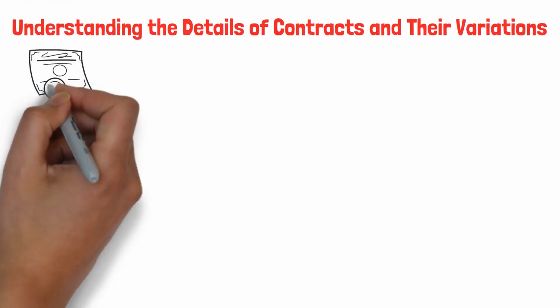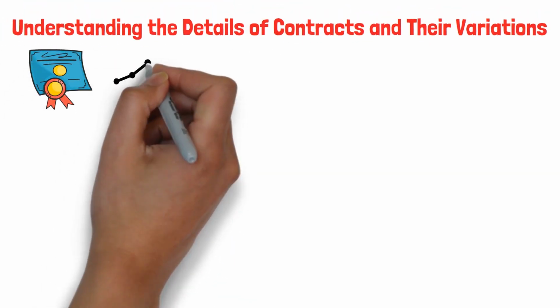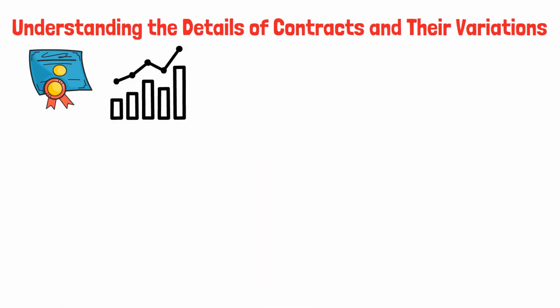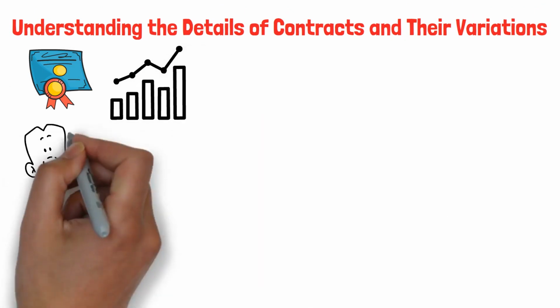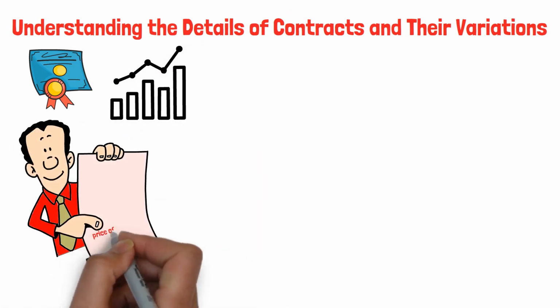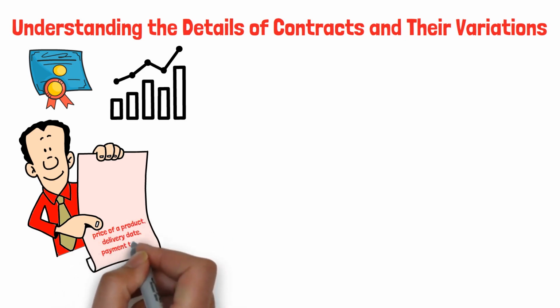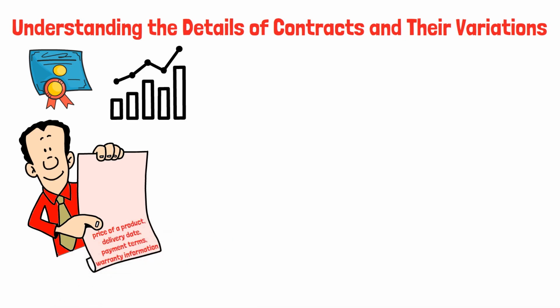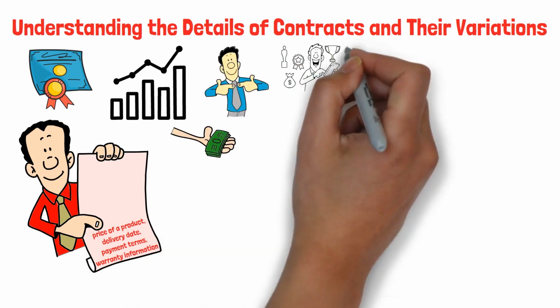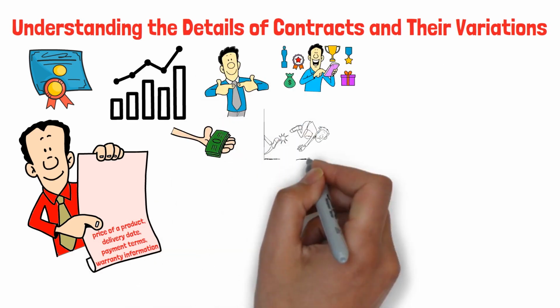When it comes to contracts, the details can vary greatly depending on the type of agreement. For instance, a sales contract typically involves the price of a product, delivery date, payment terms, and warranty information, while an employment contract may involve job title, salary, benefits, and termination provisions.